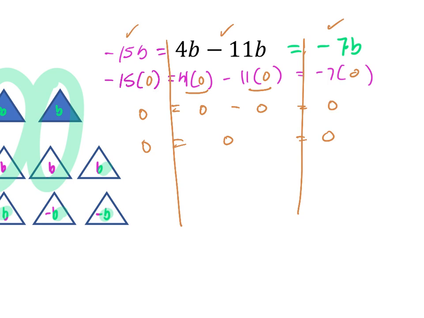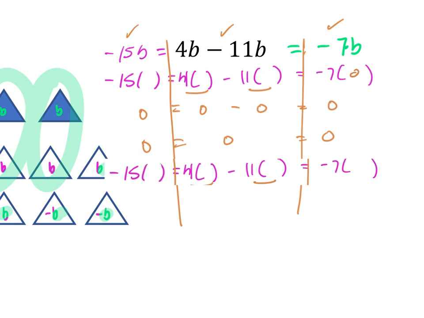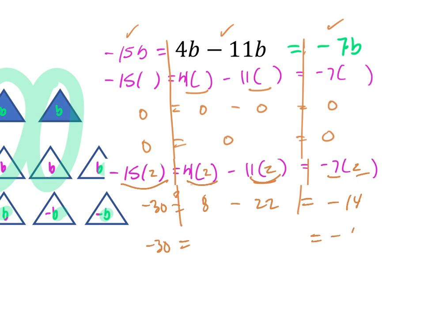But let me go and check it again. Let's try 2. Here we go. We're going to put a 2 in here now. So if I put a 2 in here, 2 in here, 2 in here, 2 in here. Negative 15 times 2 is negative 30. I want to know, is that equal? 4 times 2 is 8, minus 2 times 11 is 22. And negative 7 times 2 is negative 14. Okay, this side's negative 30. This side's negative 14. One of them is the right one, one of them is the wrong one.